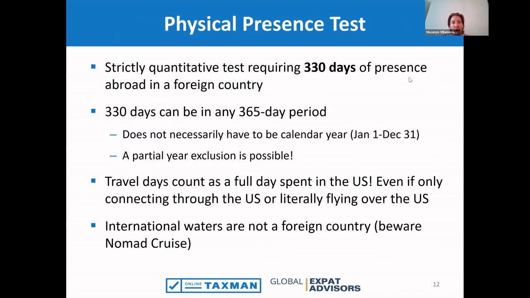Again, the physical presence test is 330 days out of a 365-day period. So if you want to qualify for this, it's actually very straightforward, right? You could only be in the United States for 35 days in a year. And that's not a calendar year, that's a 365-day period. So you could leave, let's say, July 1st of year one. You're outside the US that whole year. You come back to the US July 1st of year two, right?